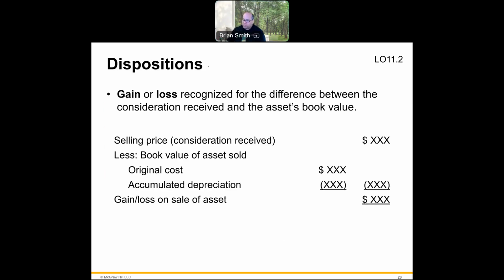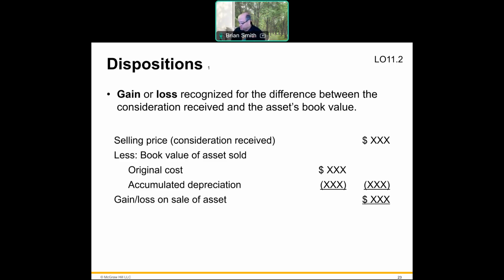All right, what do we do when we're going to dispose of our asset? Well, if we receive any kind of consideration, whether it's another piece of equipment, money, or whatever, or maybe it's a loss because of a fire and you're getting proceeds from your insurance company, it doesn't matter. Whatever you're getting is the amount you get. Then you subtract out of it the book value of the asset, so take your original cost minus your accumulated depreciation. When you subtract that result out of the selling price, or what you received, if it's a positive number, it's a gain on the disposition of the asset. If it's negative, it's a loss on the sale of the asset.